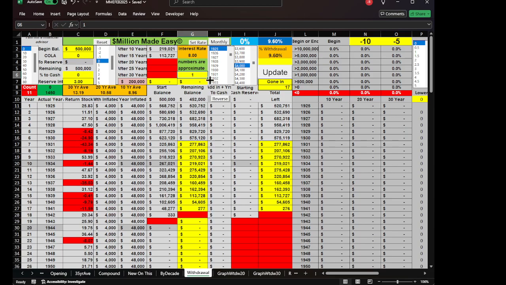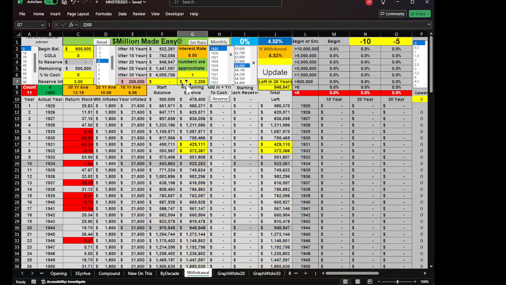So instead of needing 4,000 a month, which would be a 9.6% withdrawal rate, which would be way too much, we kick in the 2,200. Then we're down to a 4.32% withdrawal rate. We also want, instead of leaving this at 1,800 all the way down through, which is 4,000 minus the 2,200, the 2,200 to go up by the cost of living each year. We're going to do a 3% cost of living.